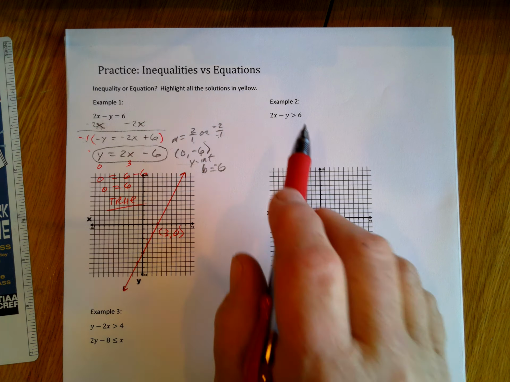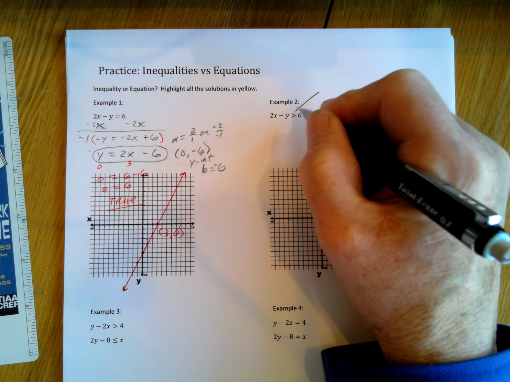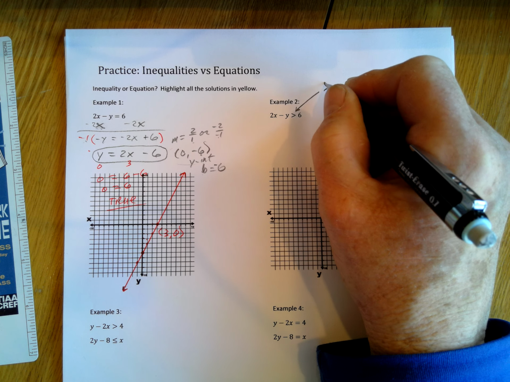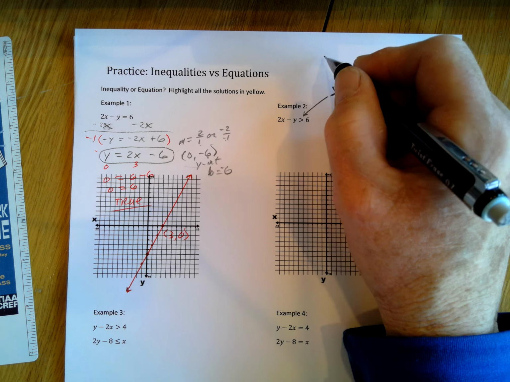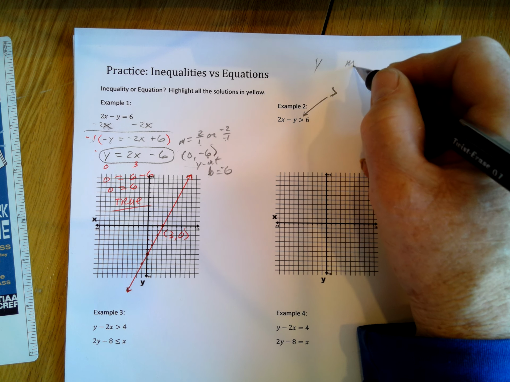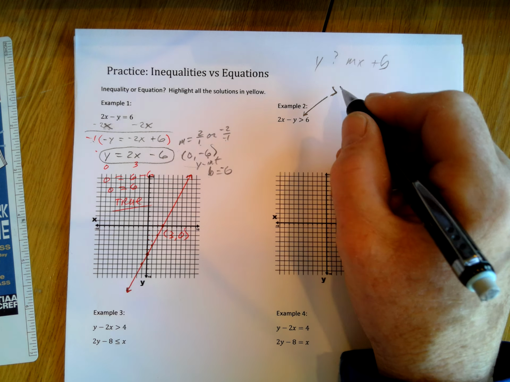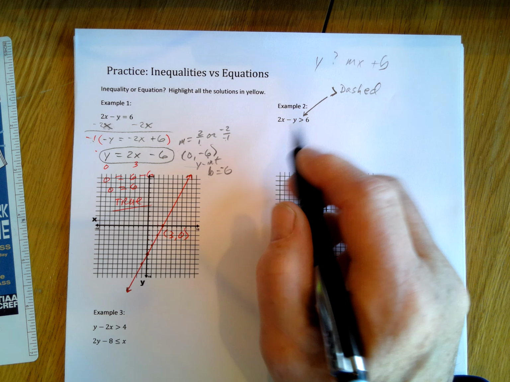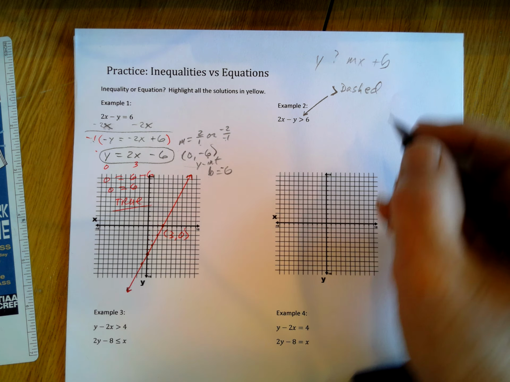Now, here we have an inequality. And right now, it's greater than. I say right now because we've got to get this cleaned up. We've got to get it in the form of y and mx plus b. And we don't know what's going to be in the middle. But we do know this: it's going to be dashed. How do we know that? Because it's a greater than. If it's a less than or a greater than, it's a dashed line.